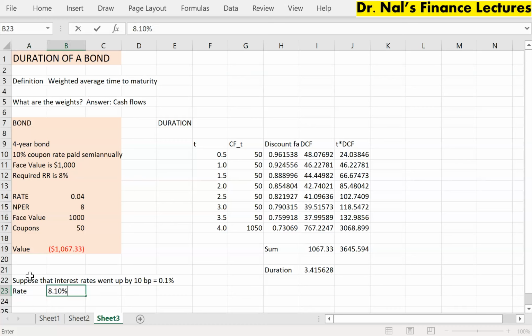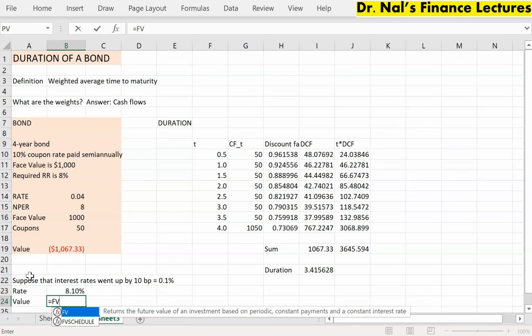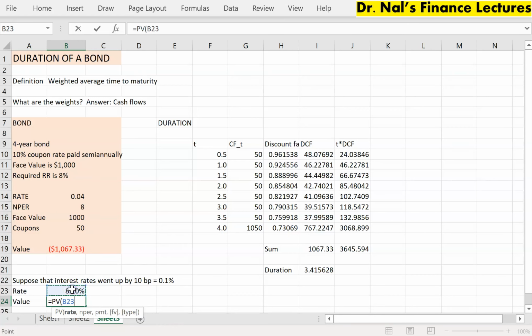And the question then is, what is the value of the bond? Well, because we have all the other numbers, let's just calculate the value of the bond directly using the formulas that we learned. So present value function. The new rate is this number divided by 2 because it pays a semi-annual coupon. Number of periods is 8, comma. The payments are still $50, comma, because it's a 10% coupon bond, right? So it has to be $50. And finally, the face value is $1,000.